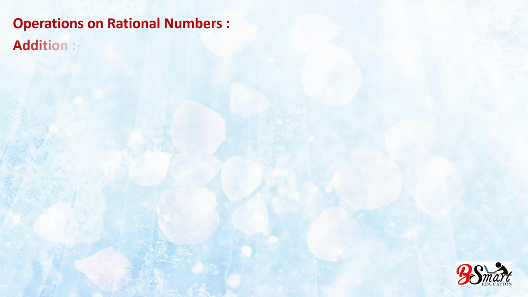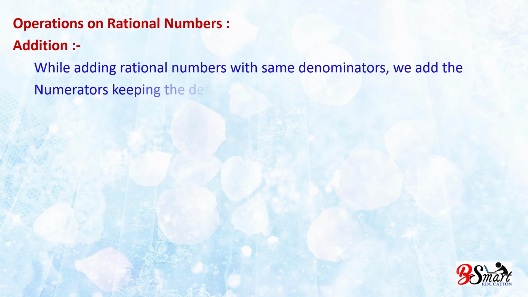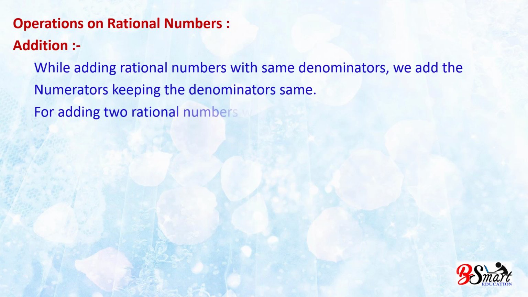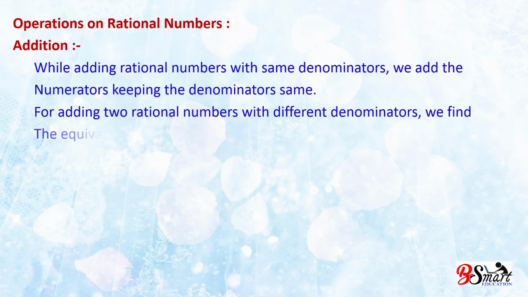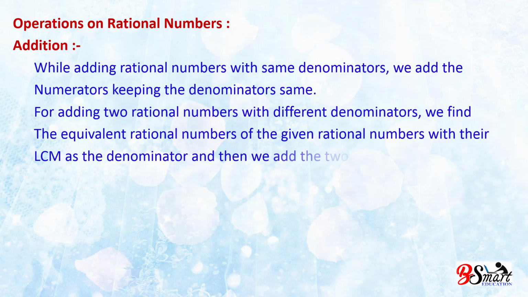To the next topic, operations on rational numbers. Addition. While adding rational numbers with same denominators, we add the numerators keeping the denominators same. For adding two rational numbers with different denominators, we find the equivalent rational numbers of the given rational numbers with their LCM as the denominator, and then we add the two rational numbers.